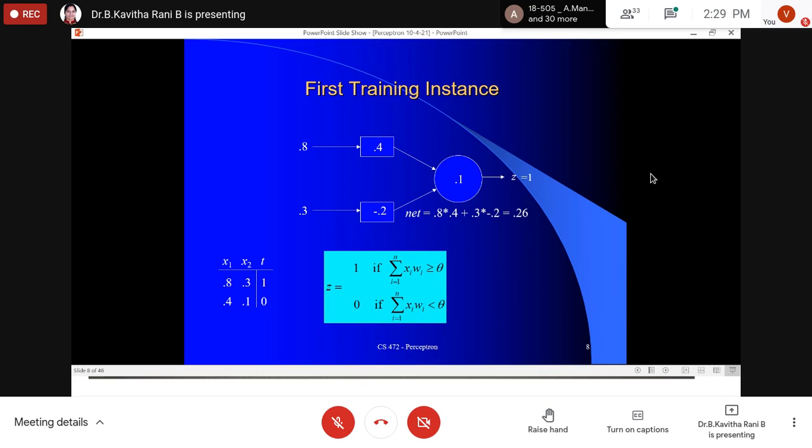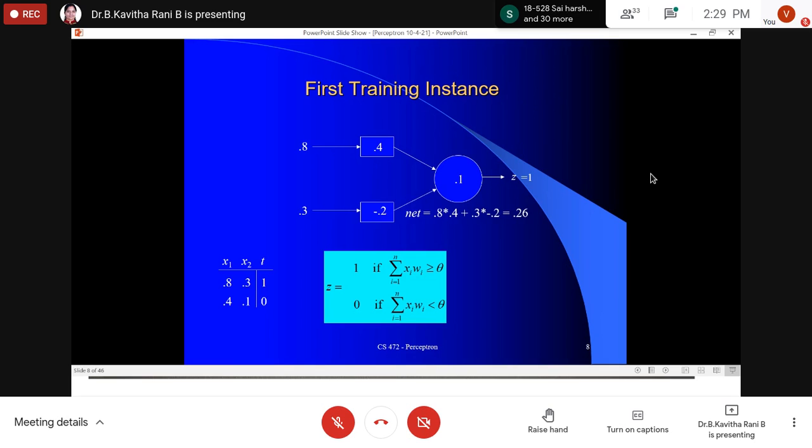Is 0.26 correct or not? Guys, I'm asking you. I'm calculating the weights here. I'm calculating the output here.